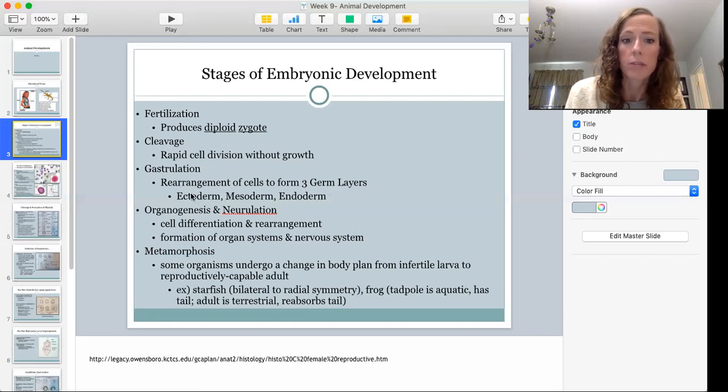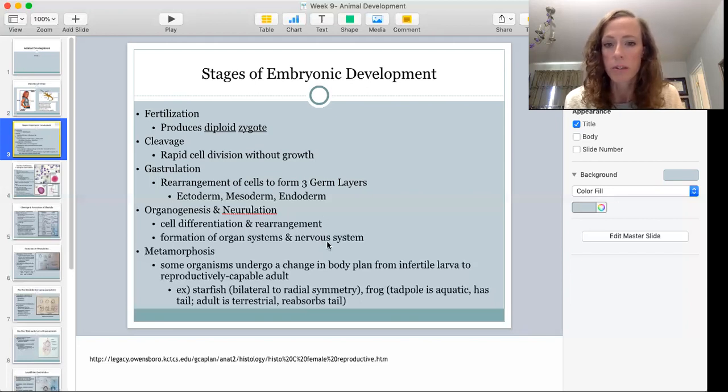And this rearrangement of cells forms the 3 germ layers. So you'll hear me use the terms ectoderm, mesoderm, and endoderm to refer to the 3 germ layers of tissue, which will later develop into the parts that we recognize as the fully formed, differentiated parts of the body. Okay. Following gastrulation is organogenesis and neurulation. And this is where those germ layers will take on specialized functions. So you've got differentiation of your cells, more rearrangement, more movement of the cells, and this will form the different organ systems and the nervous system. Okay, so organ systems is specifically referred to as organogenesis, and the development of the nervous system is called neurulation.